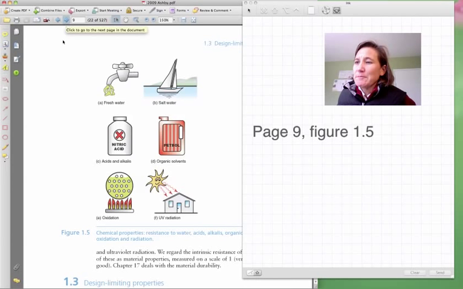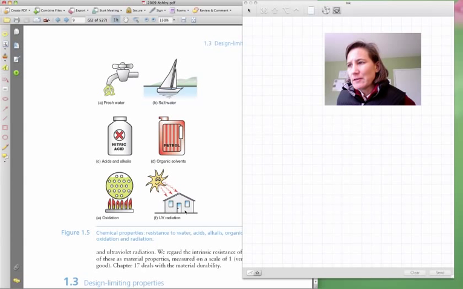On the following page, page 9 in the text, you'll see a depiction of the different chemical properties. So looking at the idea of chemical resistance to exposure to these different materials: fresh water, salt water, exposure to acids and alkalis versus organic solvents, two very different categories of chemicals. And then looking at oxidation behavior and degradation via UV radiation.